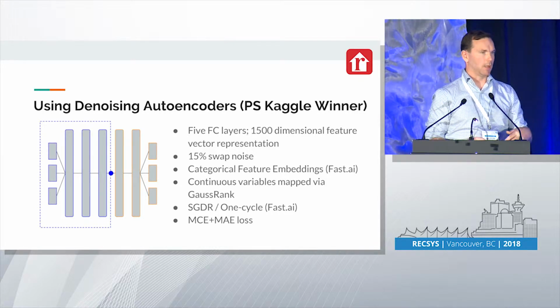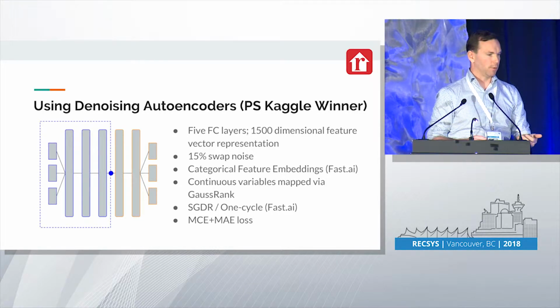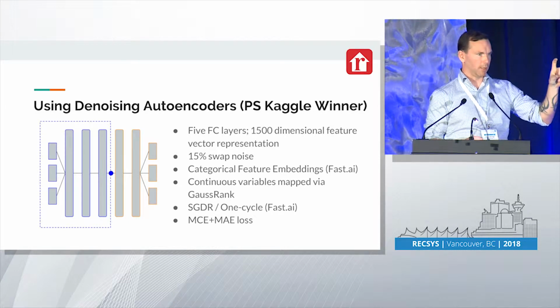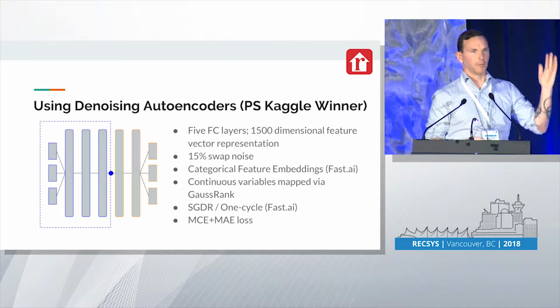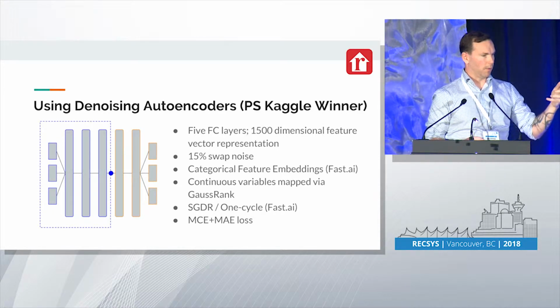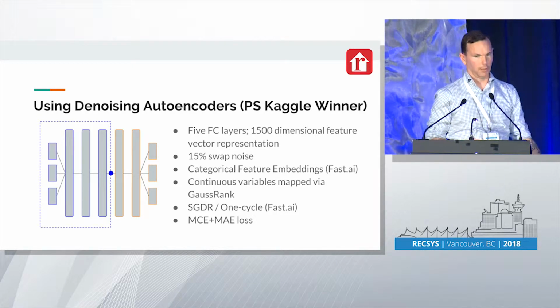In this case, we're using swap noise or denoising autoencoders. So instead of shrinking the latent space down, what we do at the input side of things is randomly vary the input variables, with basically a 15% chance that any variable is going to be randomly swapped with one of its neighboring values.